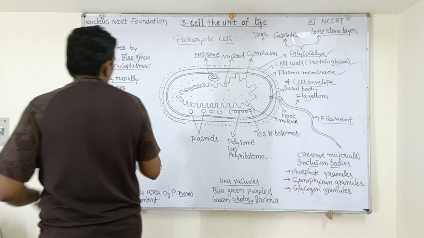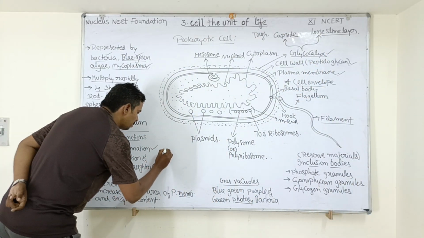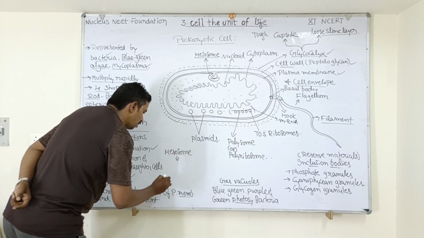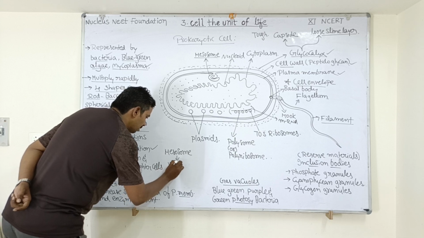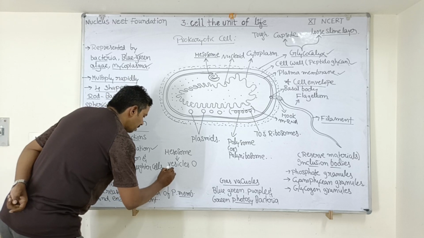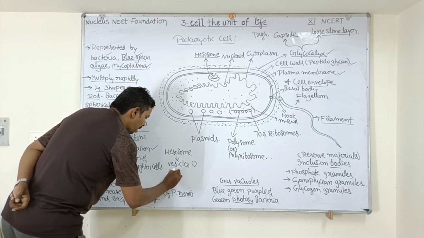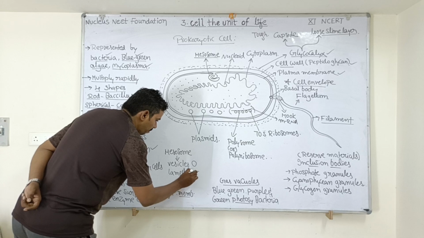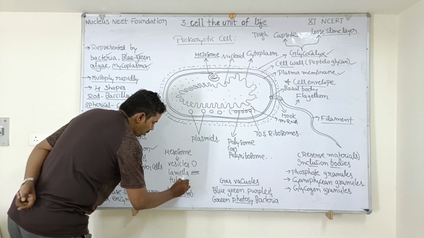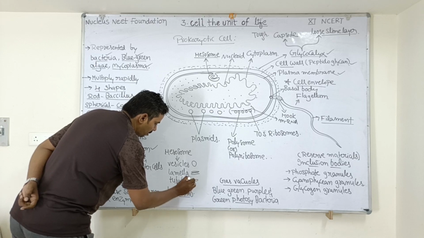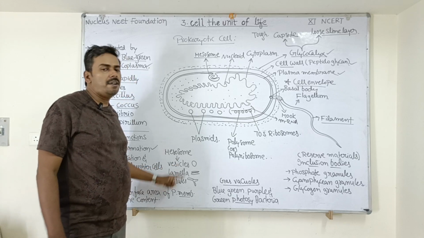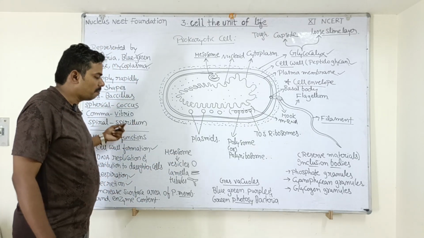The mesosome can exist in different forms. The mesosome can exist in the form of vesicles. Vesicles means round membrane-bound structures. They can also exist in the form of lamella, like this. These are the lamella. They can also exist in the form of tubules, tube-like structures. So mesosomes can exist in the form of vesicles, lamella, and tubules. So this is about mesosome, students.